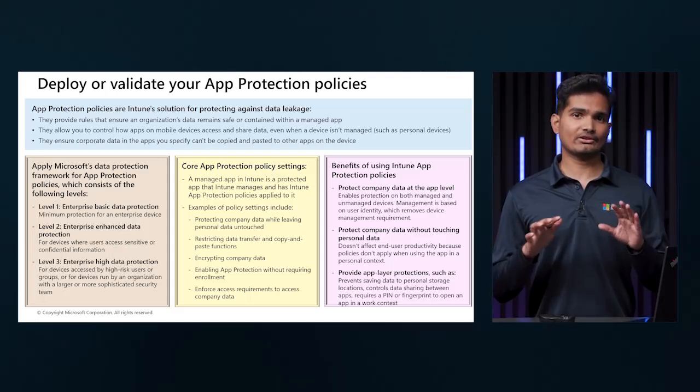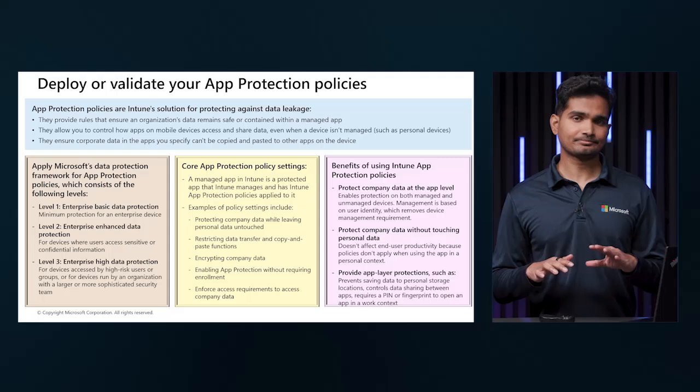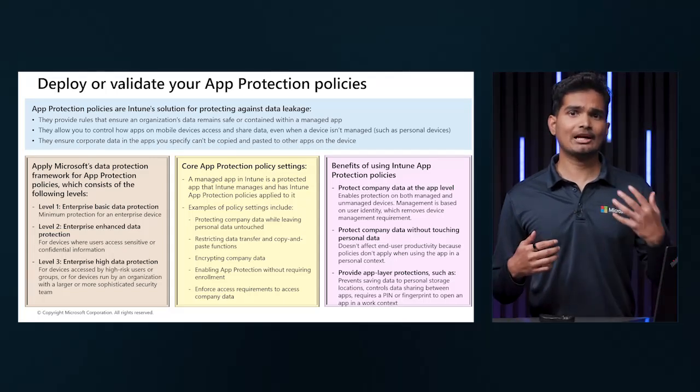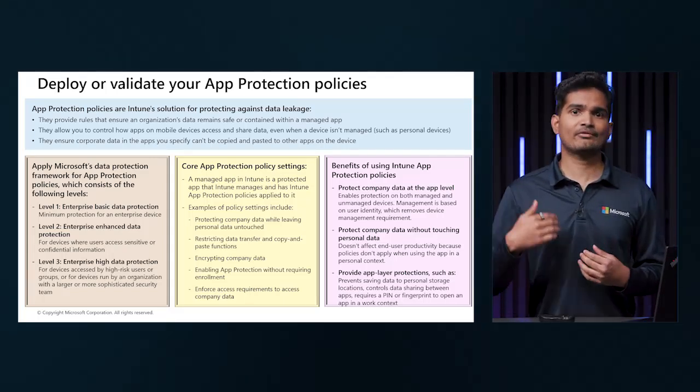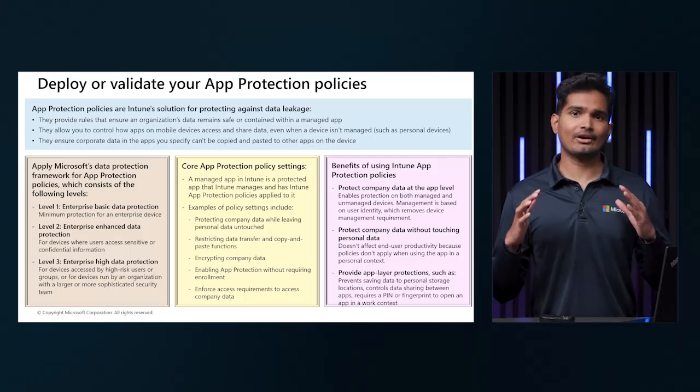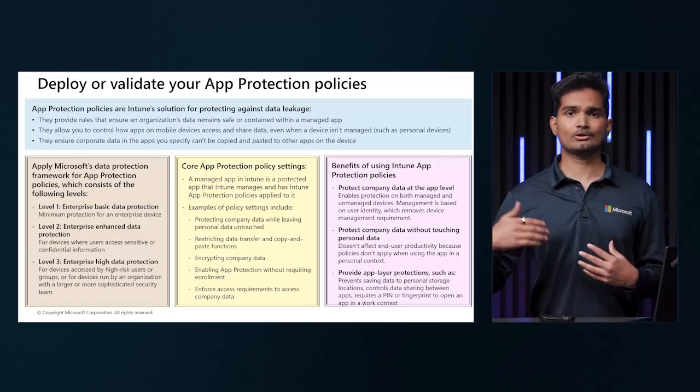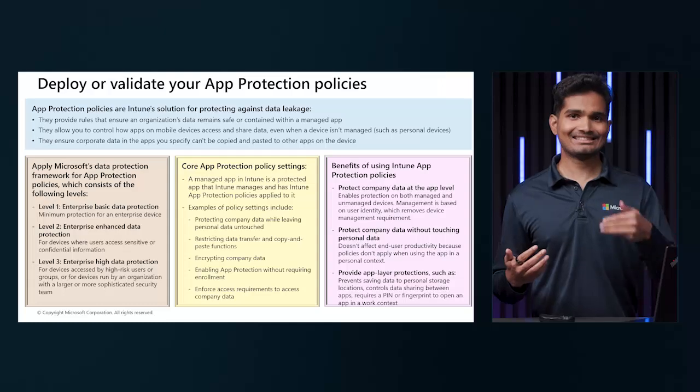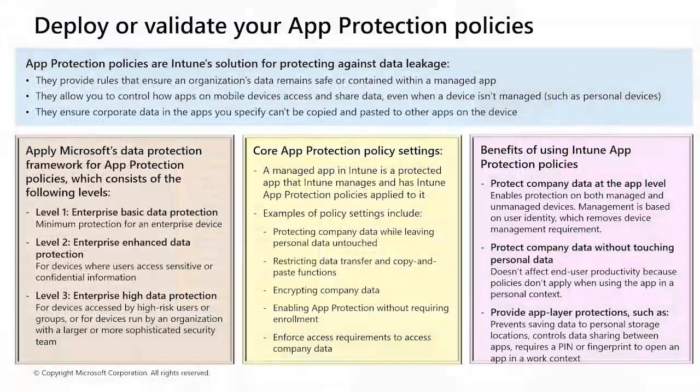There are 3 levels of app protection policies. Level 1, Enterprise Basic Data Protection. This provides minimum protection for enterprise devices. Level 2, Enterprise Enhanced Data Protection. This provides protections for devices accessing sensitive or confidential information. Level 3, Enterprise High Data Protection, for devices accessed by high-risk users or organizations with more sophisticated security needs.